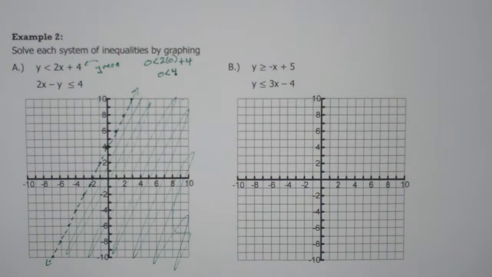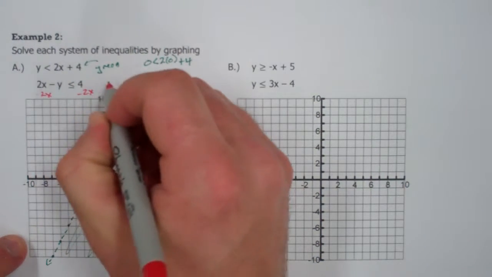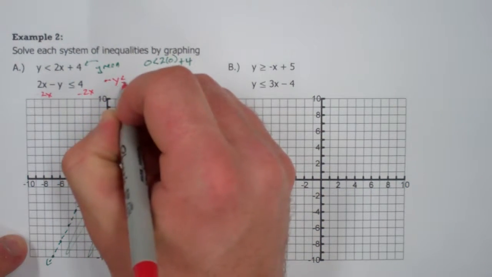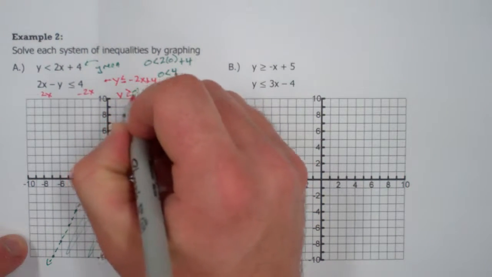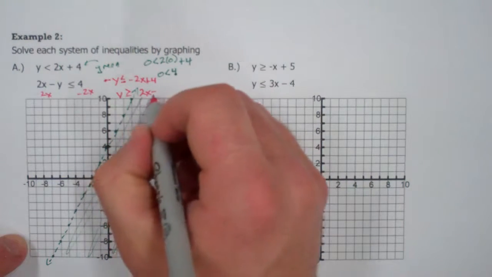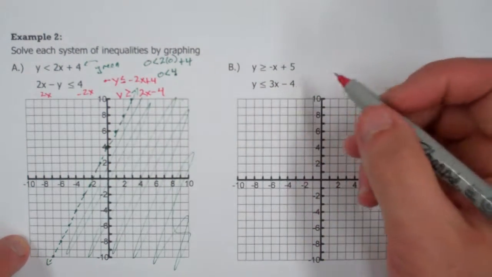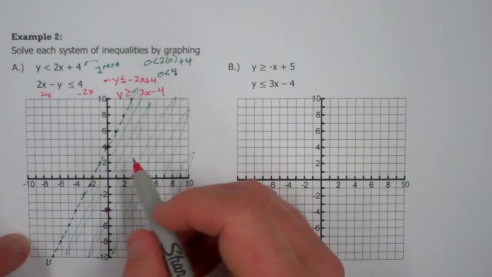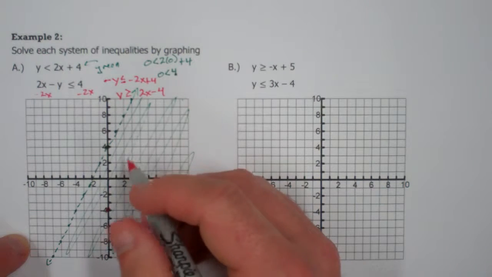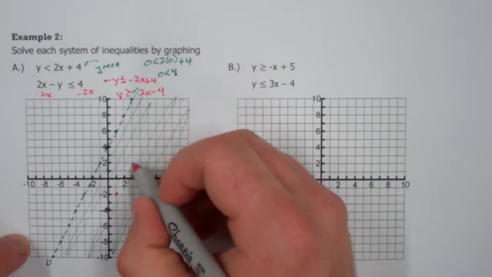Now for the next one, we have to adjust it just a little bit. So what we'll need to do here is subtract 2x. So we have negative y is less than or equal to negative 2x plus 4. Then divide by negative 1, and we get y is greater than or equal to. Remember, when you divide or multiply by a negative value, you flip the sign, and then it's going to be 2x minus 4. So we can graph this one as well. We can go down 4, and then we're going to go up 2, right 1 as well. And we'll go up 2, right 1.